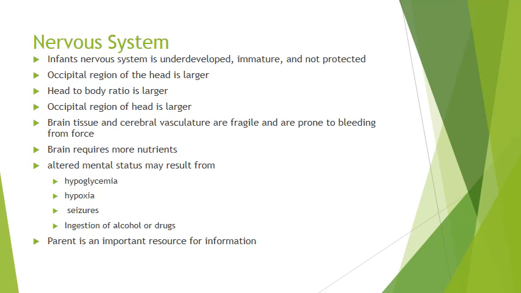Okay, so the nervous system. Infants' nervous system is underdeveloped, immature, and not protected. This makes them more susceptible to getting sick. The occipital region of the head is typically larger. The head to body ratio is larger, which makes them a little top heavy, so they can be prone to head injuries if they fall. Brain tissue and cerebral vasculature are fragile and are prone to bleeding from force.